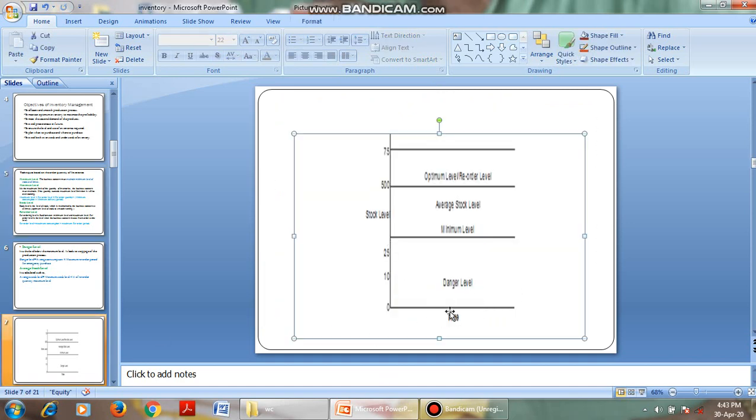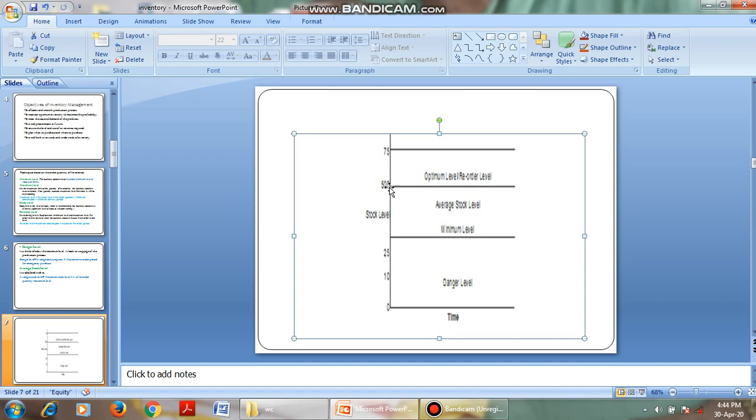In this diagram, this is the time period and this is the stock level. If the stock is less than 25 or 30, it is in the danger level. If it is around 30, it is in the minimum level. If it is around 100 or 150, it is the maximum, or we can say average stock. Then 50 is the reorder point, reorder level, or optimum level.